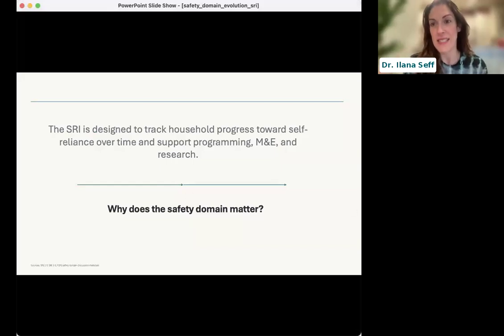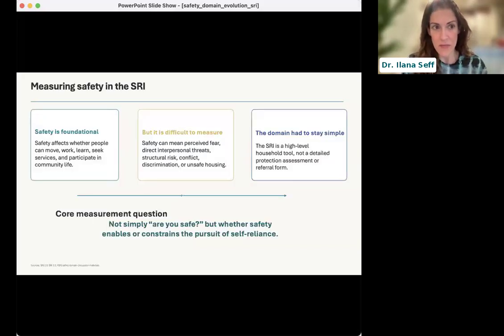So as you know, the SRI is designed to track households' progress toward self-reliance over time to support programming, monitoring and evaluation, and research. So we really want to understand why the safety domain matters. Both Lindsay and I have been academic advisors for the SRI for almost 8 years. We were there when we were originally struggling with how to measure safety, and have really seen the domain evolve and go through several iterations.